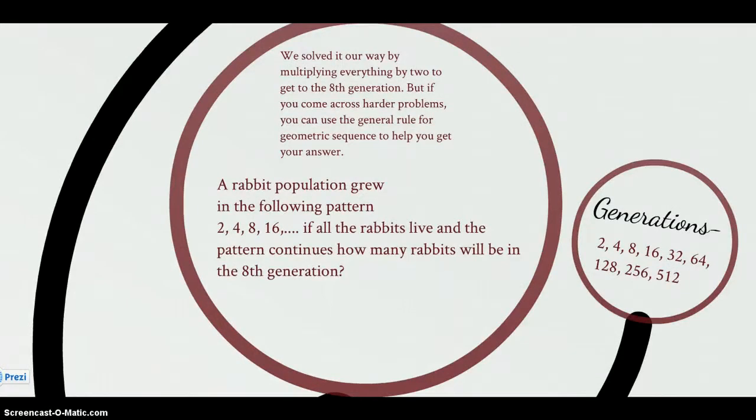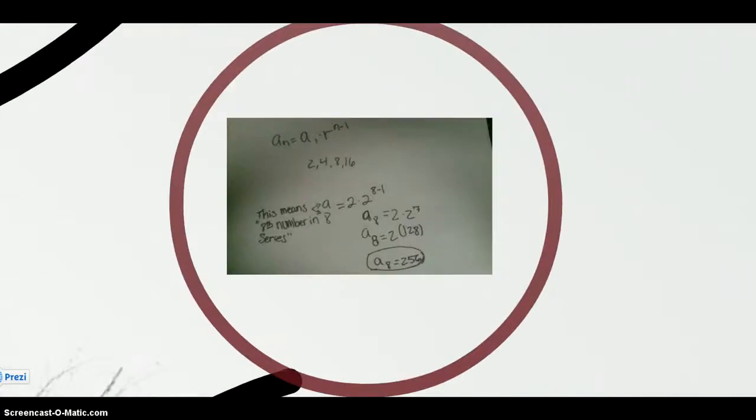But if you come across a harder problem, you can use the general rule for a geometric sequence to help you get your answer. A sub n equals A sub 1 times r to the n minus 1, where n is the position of the number you are looking for. In our case, it is 8 for the 8th generation.